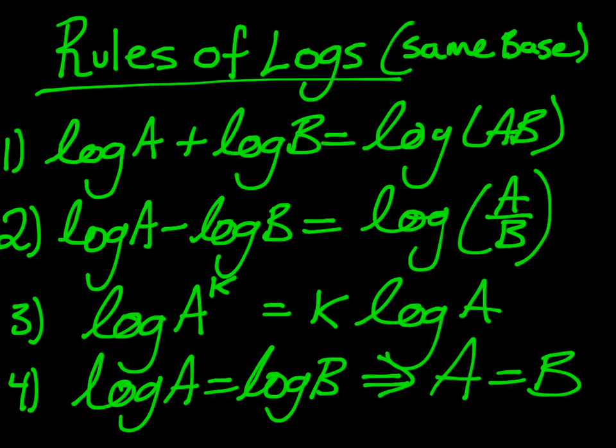The first rule is if you're adding two logs with the same base, and that's key for all this stuff, same base, then with A and B inside the logs, you multiply what's inside the log function. It's a lot like the opposite of your exponent rules, because exponentials and logs are inverses. So if you know your exponent laws, you know your log rules. The rule for multiplying powers with the same base is you add exponents, so the rule for adding logs with the same base is multiplying what's inside the logs.